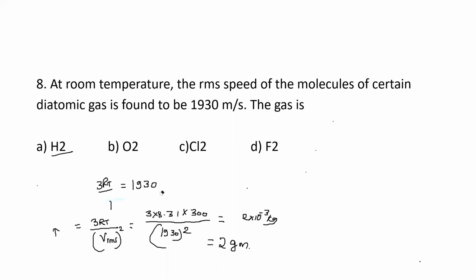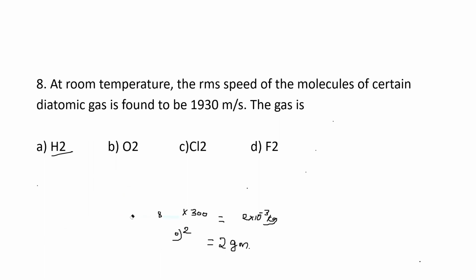So based on the mass, we can calculate. Suppose if you get 16 here, it will be oxygen. If you get it as 35, then it will be chlorine. So based on the mass, we can understand which molecule it is.